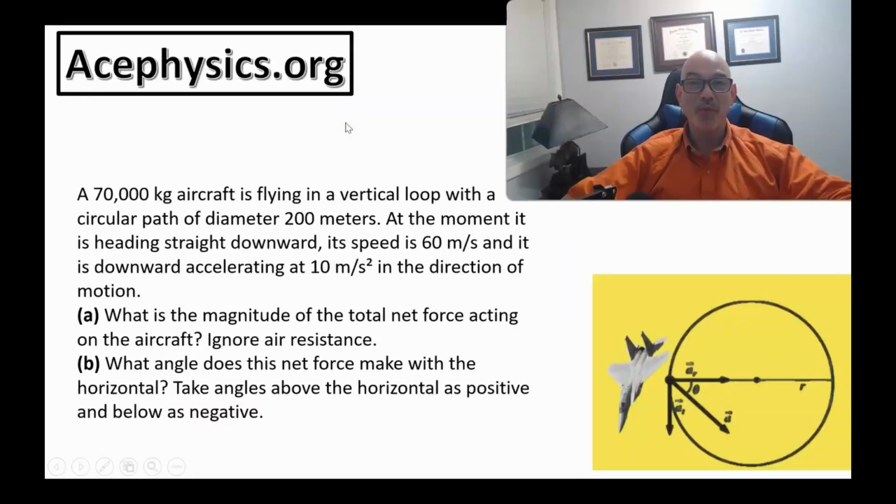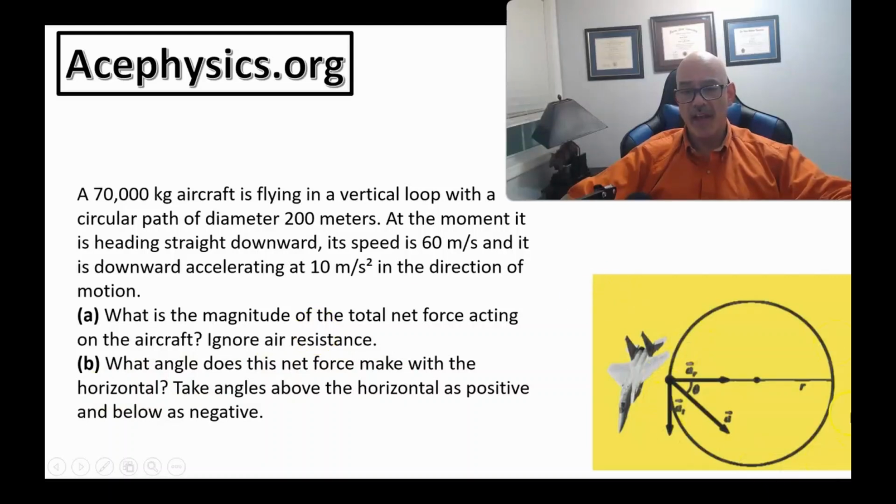All right, problem number 3. This is a short one. A 70,000 kilogram aircraft is flying in a vertical loop with a circular path of diameter 200 meters. At the moment it's heading straight downward, its speed is 60 meters per second and the downward acceleration is 10 meters per second squared in the direction of motion. What's the magnitude of the total force acting on the aircraft? What angle does the net force make with the horizontal?